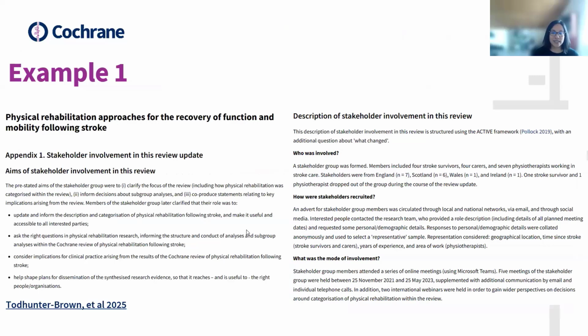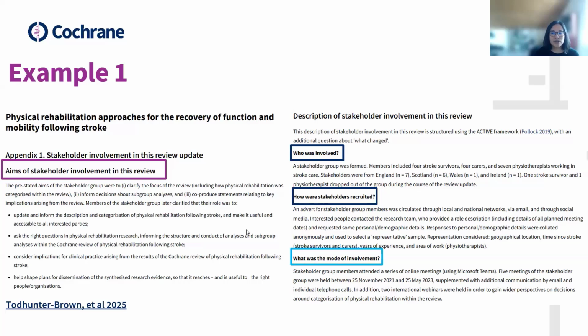Similar to the examples for the equity section, I'll highlight some notable areas. Now, this is a small portion of an appendix describing involvement for a review update. And in each of these sections of this example, we can see that the authors explained the aim of involvement regarding different aspects of the review, who was involved, in this case, stroke survivors, carers, and physiotherapists, and the mode of involvement or how they were involved. For example, authors reported using a series of online meetings, emails, webinars, and telephone calls for engagement.